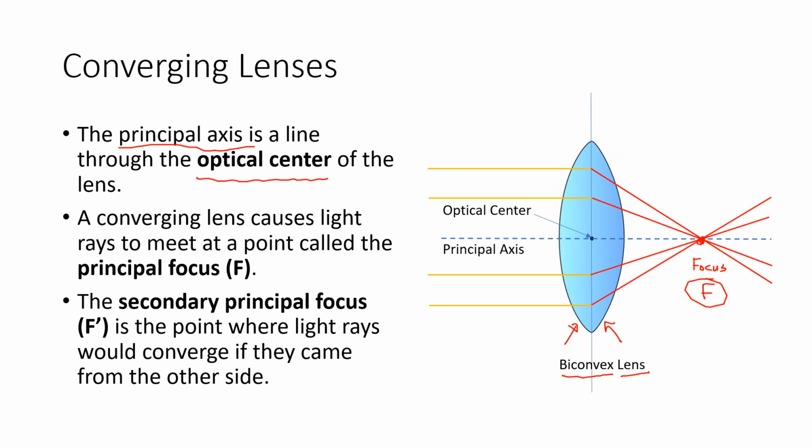And then, of course, because it's biconvex, that means you could do the exact same thing on the opposite side. And so that same distance on the opposite side is called the secondary focus, principal focus. And you call that F prime. So F with no apostrophe, and F with a little apostrophe that you call prime.